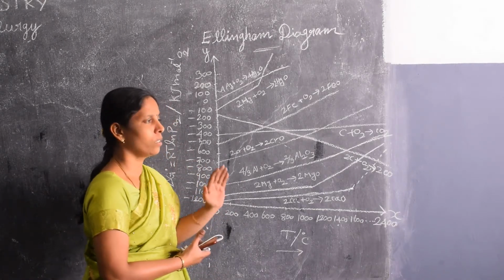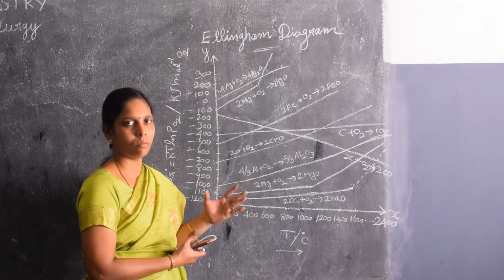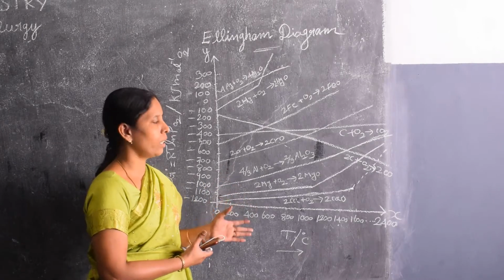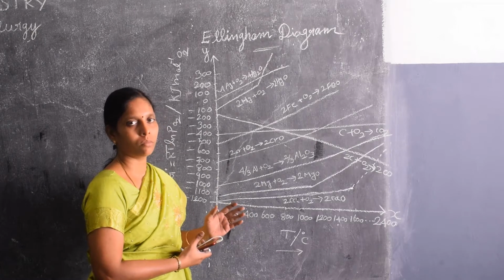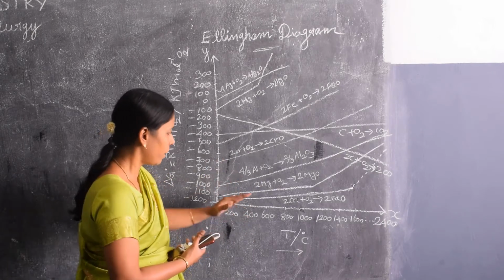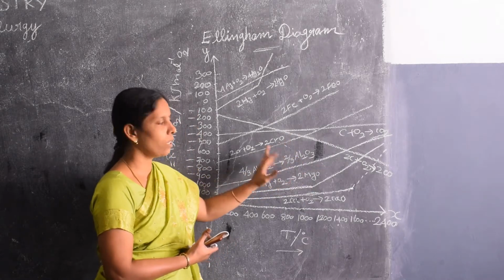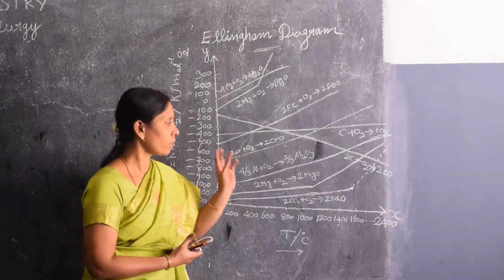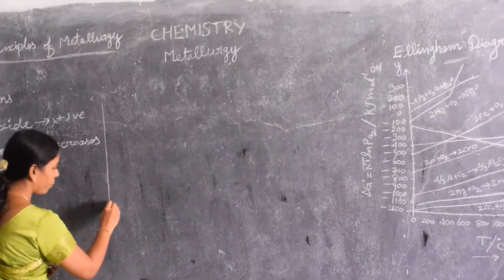We know what the Ellingham diagram is used for. It helps us select a suitable reducing agent, and the appropriate temperature range for reduction. In this temperature range, the reduction takes place. So the appropriate temperature range for reduction is very important for the Ellingham diagram. Two things are very important.